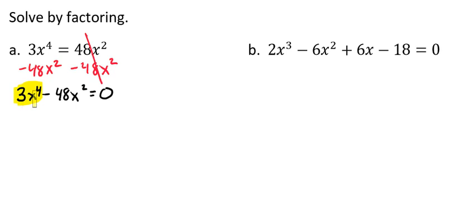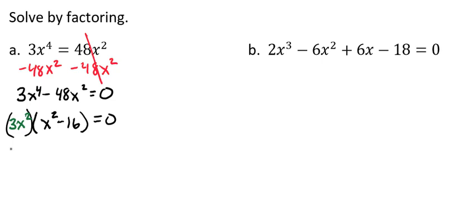Looking at this, we want to know, is there anything that 3x to the fourth has that negative 48x squared also has? And they both have a 3x squared in common. So if we take that out, we're going to be left with x squared minus 16. So now, as we look at this, we see that our 3x squared is as simplified as it can get, but that our x squared minus 16 can be factored another time.